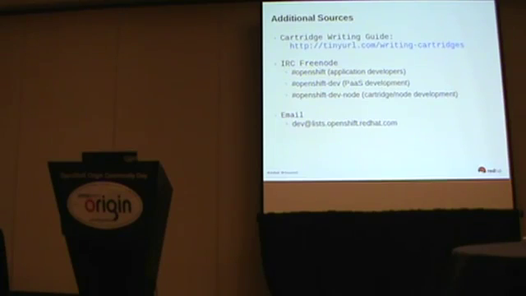OpenShift lists, OpenShiftRedHat.com. Why is that so hard?